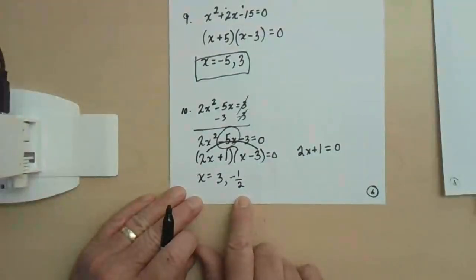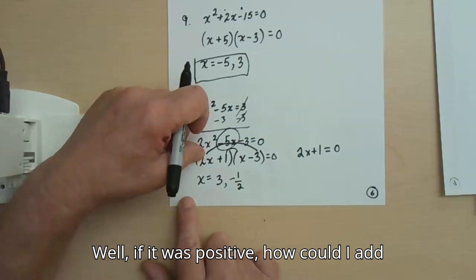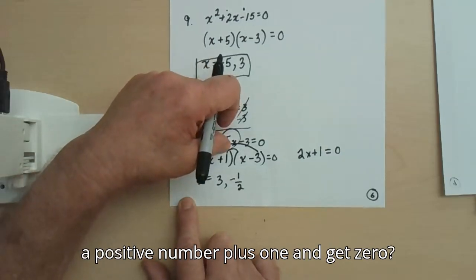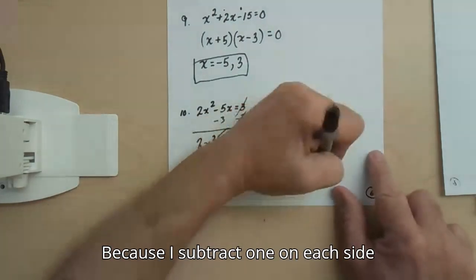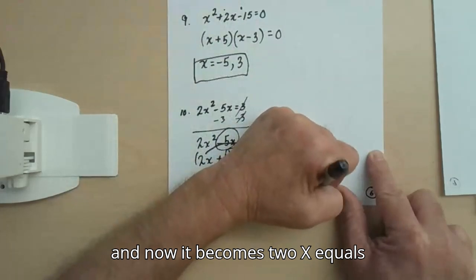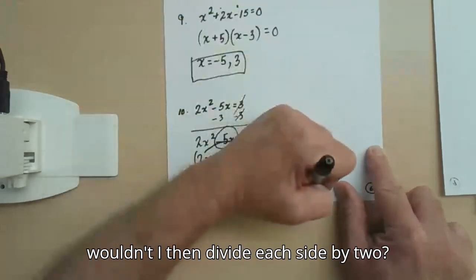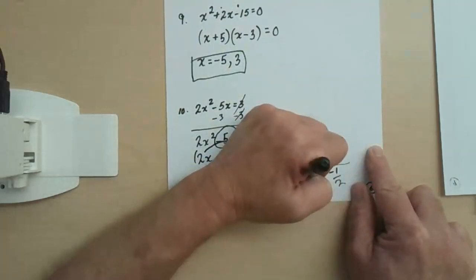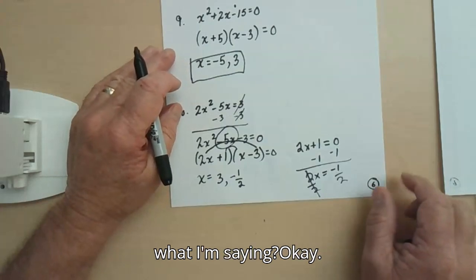Where do you get the negative? Well, if it was positive, how could I add a positive number plus 1 and get 0? Because I subtract 1 on each side, and now it becomes 2x equals 0 minus 1 is negative 1. And wouldn't I then divide each side by 2? And isn't that negative 1/2? See what I'm saying? Okay.